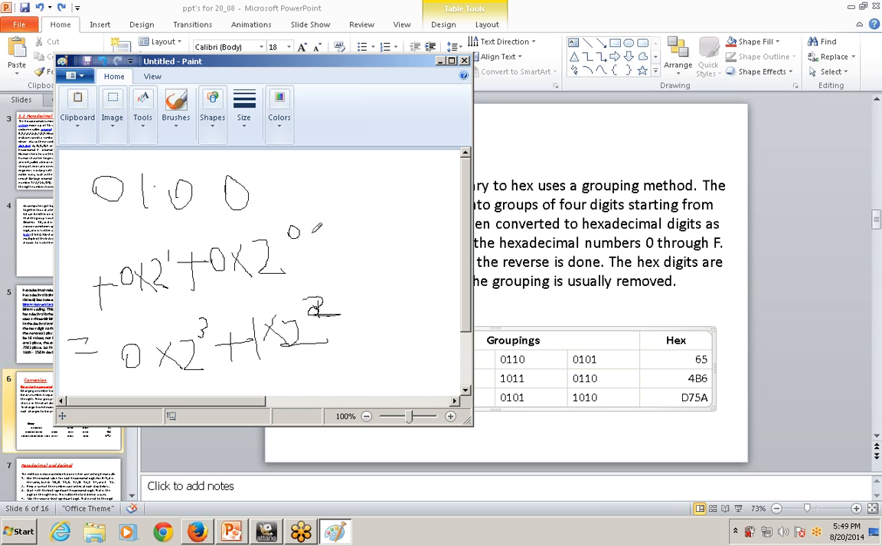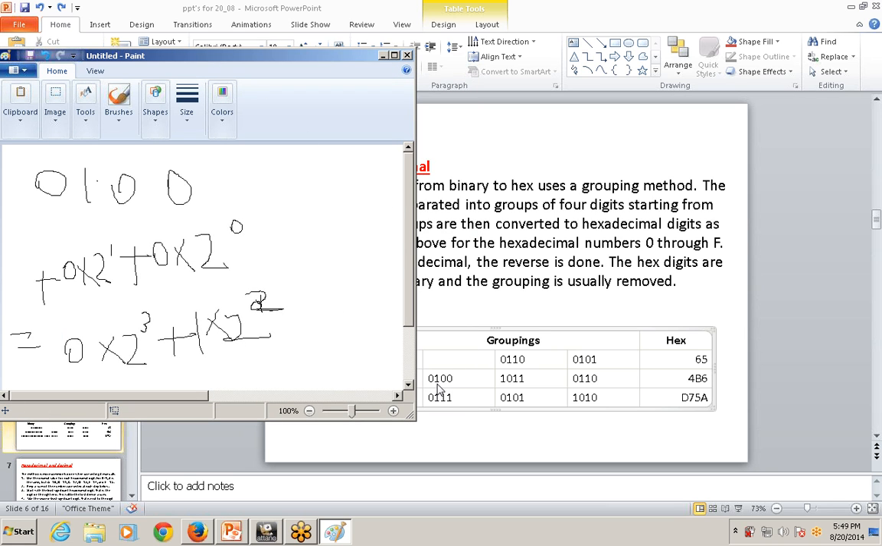So if I calculate, 2 power 0 into 0 is 0. 2 power 1 into 0 is 0. 2 power 2 into 1 is 4. So the output is 4. Here this is 0100, so the first figure is 4.